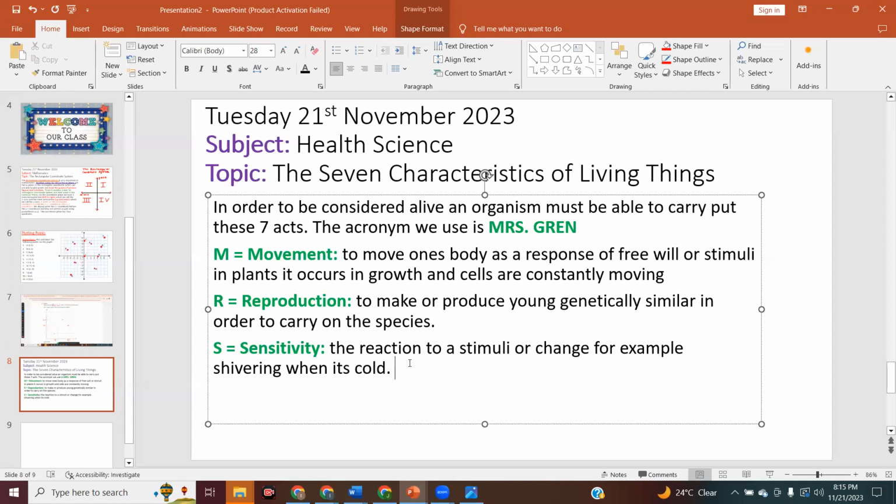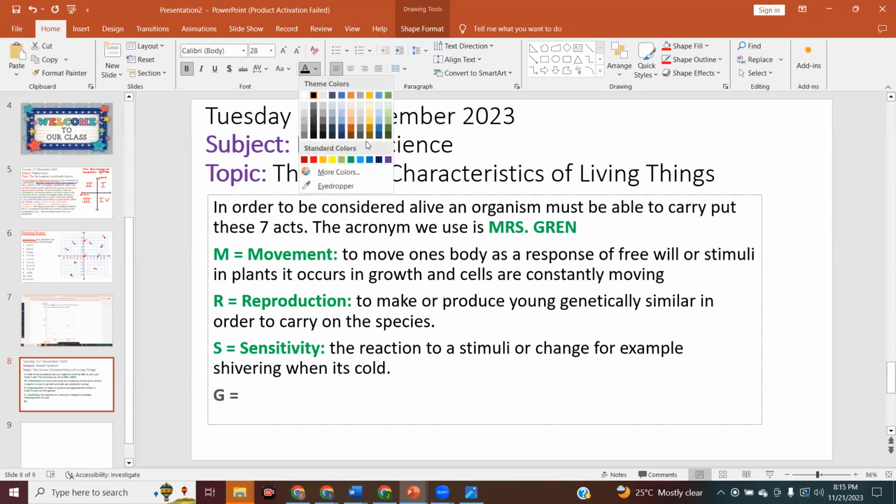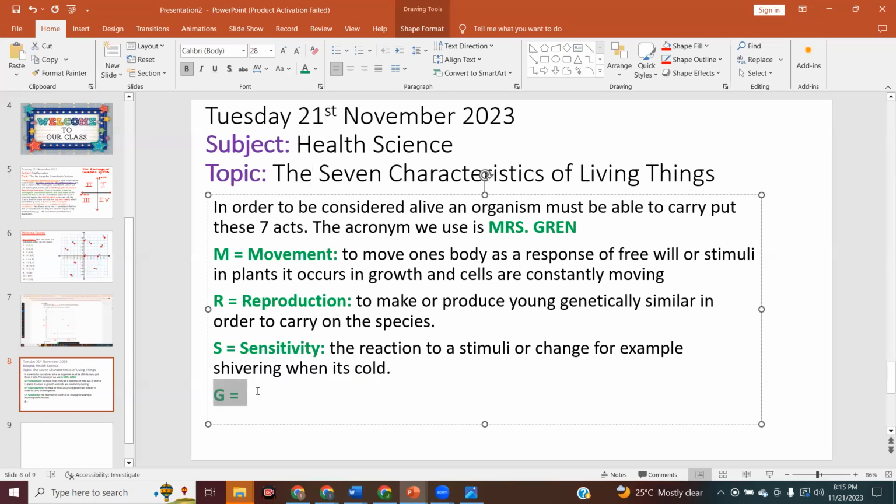It moves the hand very quickly. That's why I was wondering why there was no I in there. Oh, okay, yeah. So irritability or sensitivity, we could use them interchangeably. The next one is G. What does G stand for? Growth. Everyone should know that. Every living thing grows. If you're not growing, you're dead.